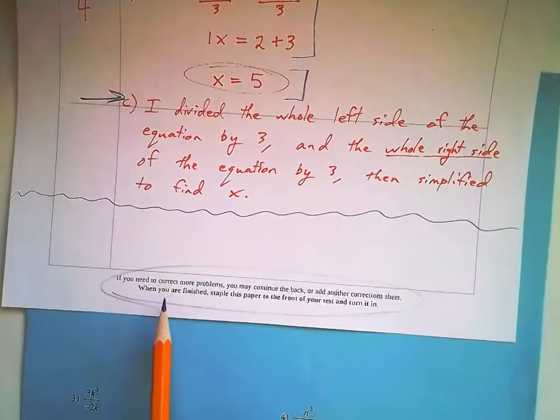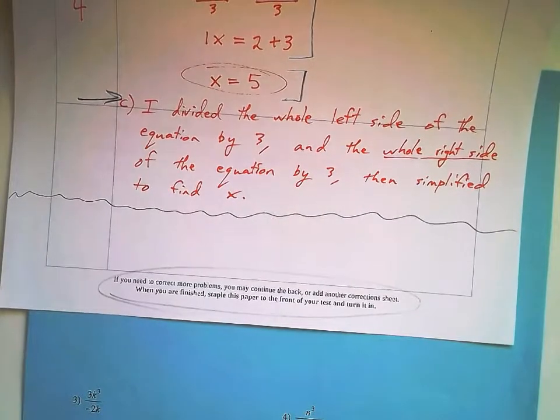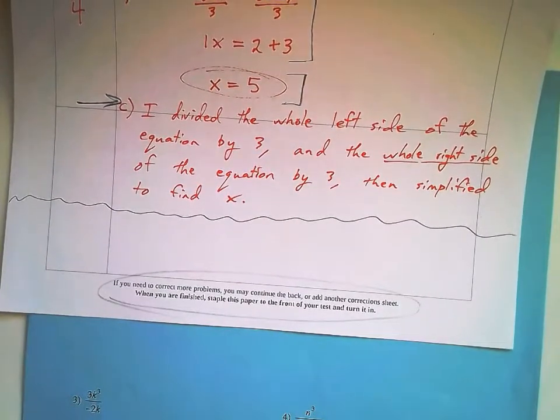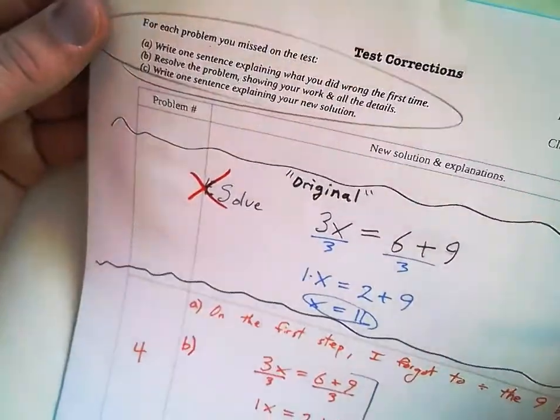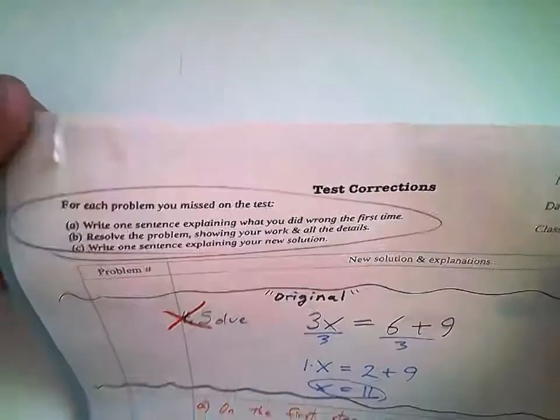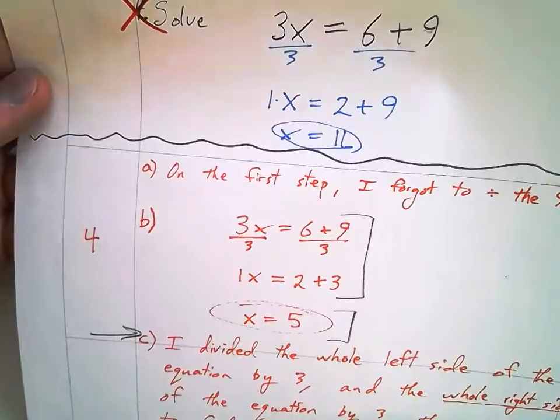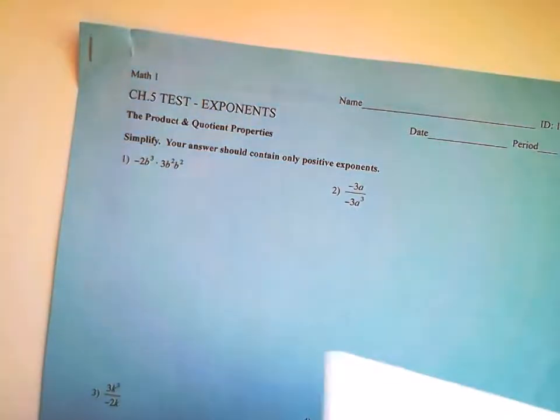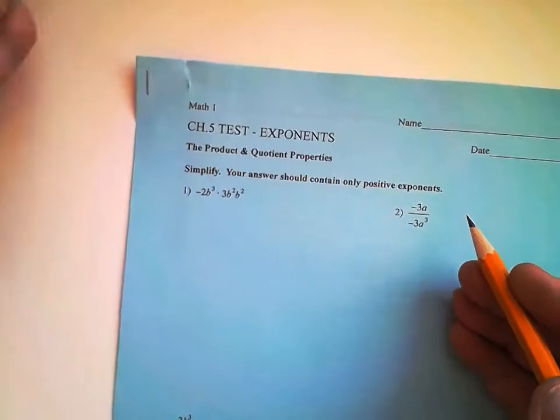Also, down here, when you're finished, staple the paper to the front of your test and turn it in. Don't turn in the test correction sheet all by itself. Staple it on the front of your test paper and turn them in together. If you don't have a staple, you can do one of those things, but make sure you turn them in together. And if you run out of room on this paper, just use your own paper, use the back, whatever, or ask me for another test correction paper. No big deal. Okay, let's get started on the questions.